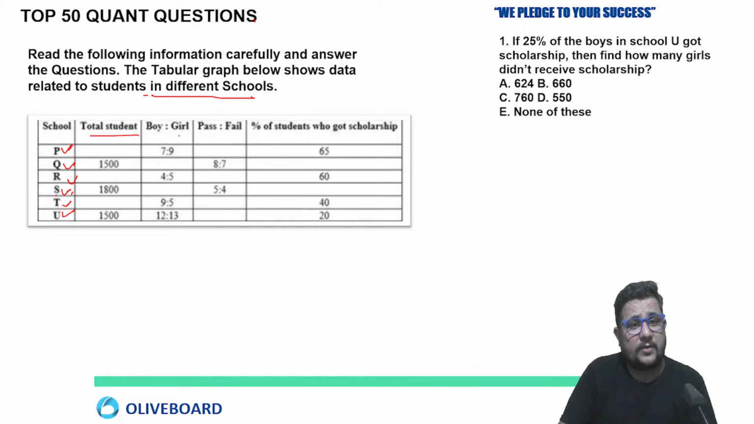See, total number of students, boys, girls. So first thing is what about total students? Second, boy to girl ratio, pass to fail ratio is also given. Percentage of students who got the scholarship. So by the given data, can we solve? So you will say no. Can we fill out the missing data? No, we have to go through the questions and solve accordingly.